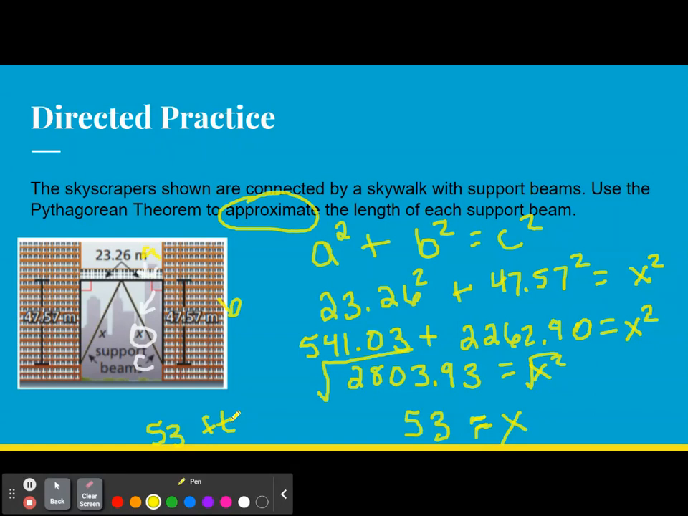All right, before you get with your partner and do the work, what questions do you have for me? Before you get with your partner, what questions do you have for me about using the Pythagorean theorem?